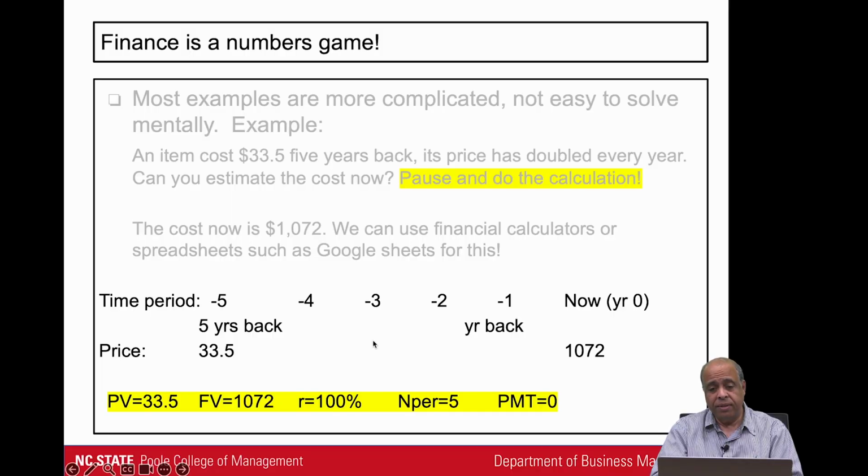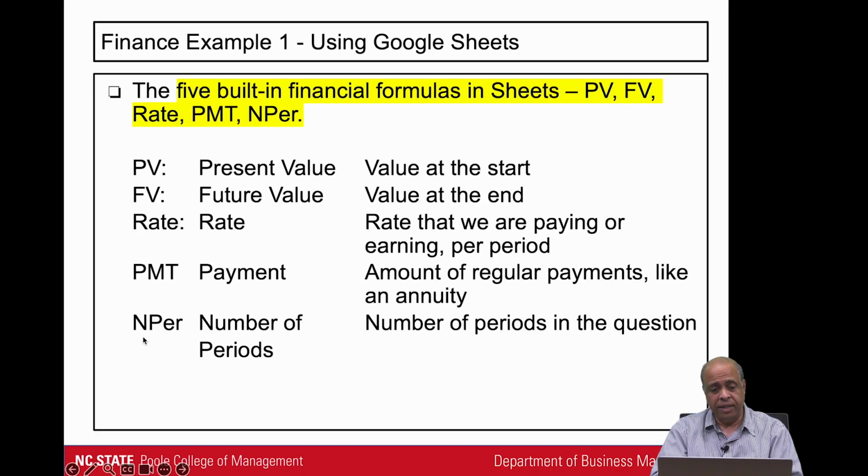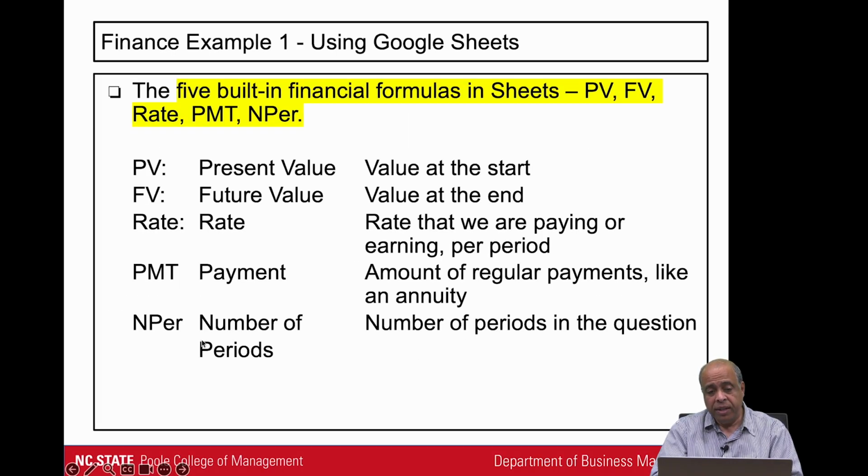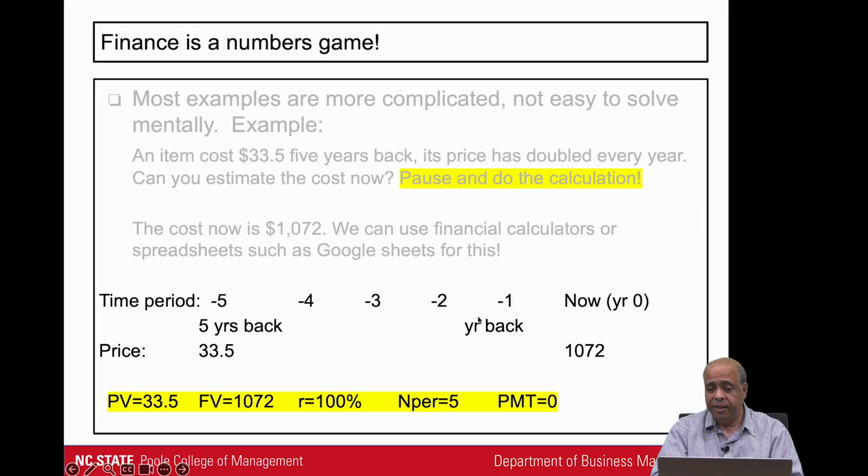Number of periods, so I can go back here. So that is the NPER. So in this problem, there are 5 time periods. So that's 1 year, 2 years, 3, 4, and 5 years. So the NPER equals 5. What is this PMT? That is the amount of regular payments, like an annuity. And in this question, there were no regular payments that we were considering. So the payment would be 0.